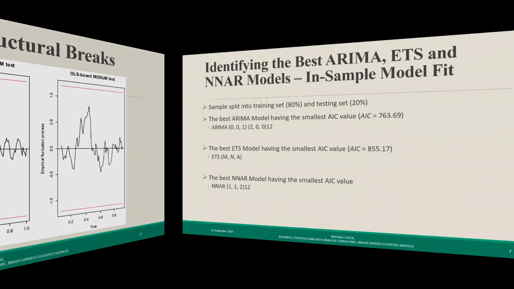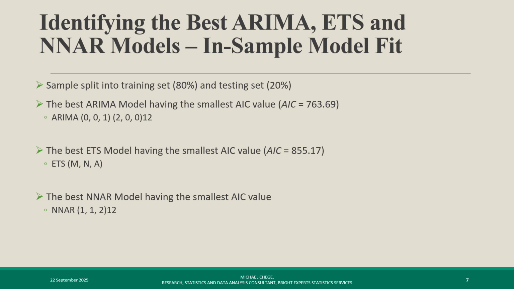We split the data into training and testing sets using the 80-20 rule. ARIMA(0,0,1)(2,0,0)[12], ETS(M,N,A), and NNAR(1,1,2)[12] are selected based on the lowest AIC values. Each model is tuned for optimal in-sample fit.